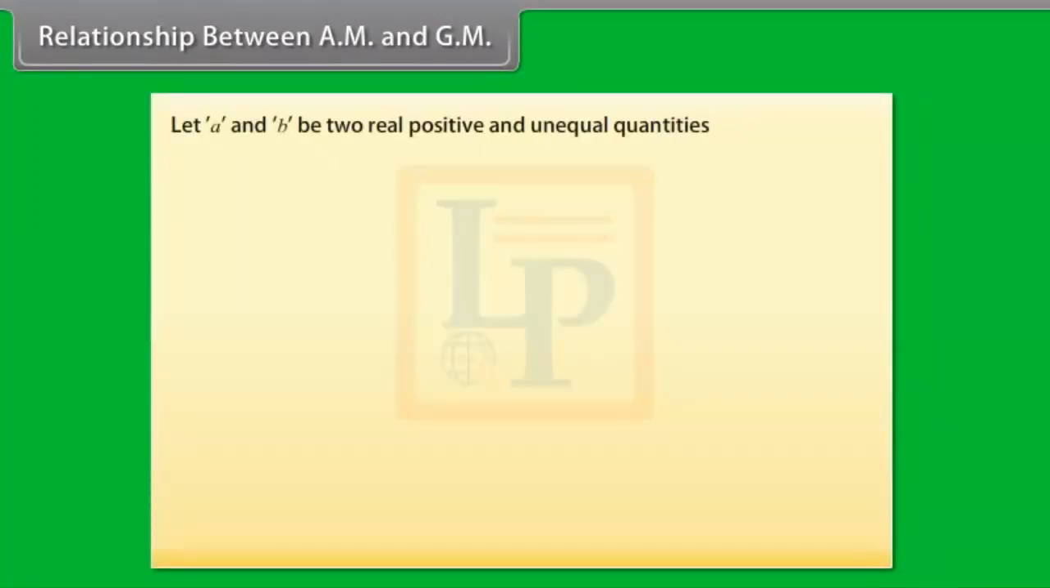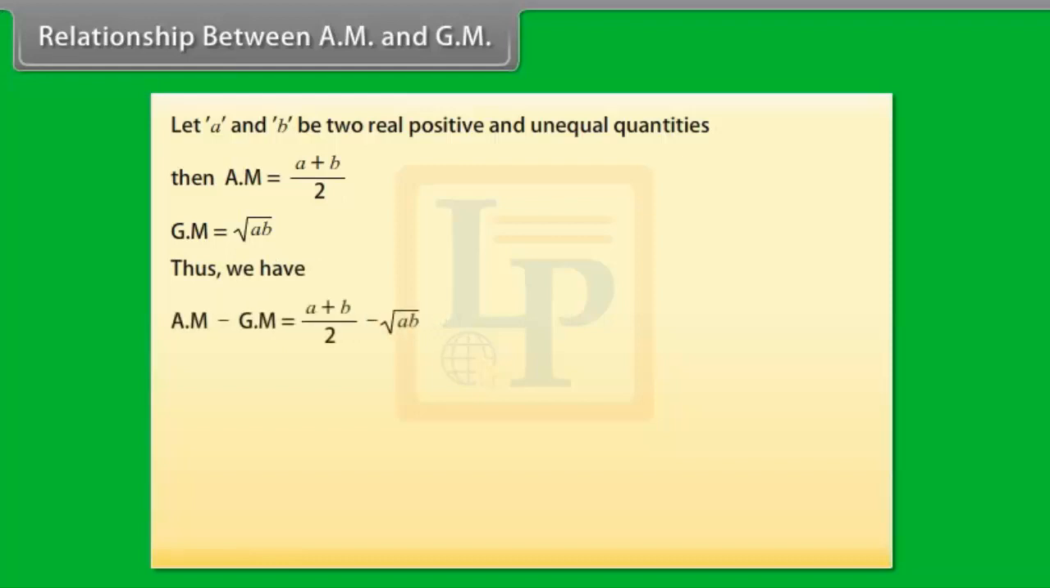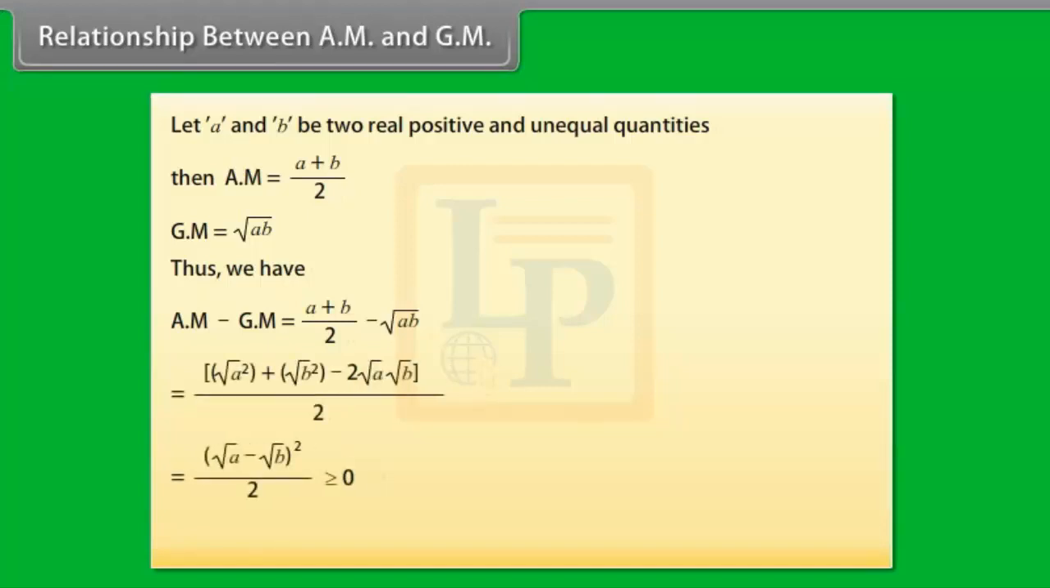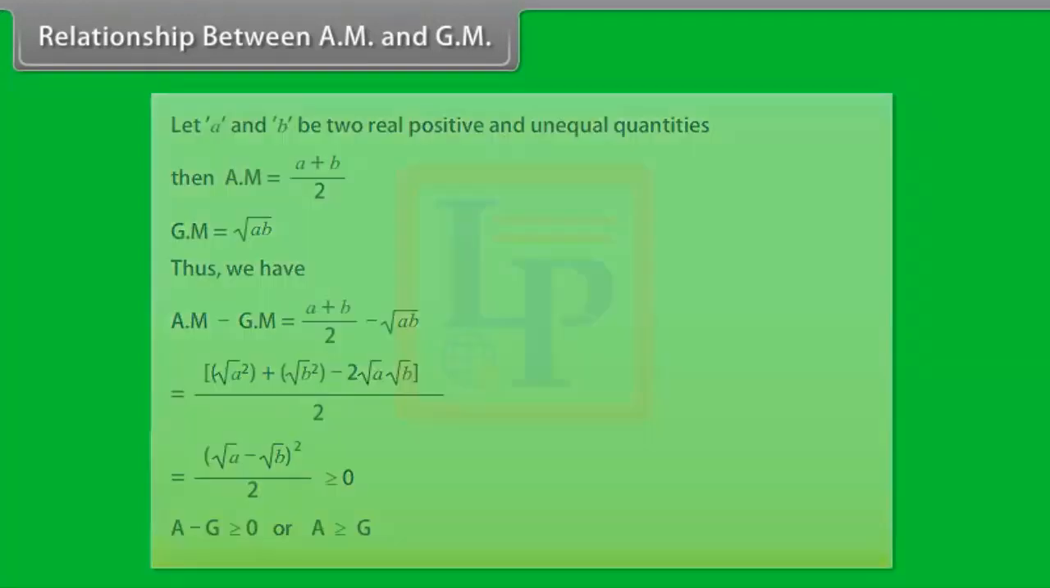Relationship between AM and GM. Let A and B be two real, positive and unequal quantities. Then, arithmetic mean is equal to A plus B divided by 2. Geometric mean is equal to square root of AB. Thus, we have arithmetic mean minus geometric mean is equal to A plus B divided by 2 minus square root of AB. On solving, it is found that the difference is greater than or equal to 0, and so A is greater than or equal to G.